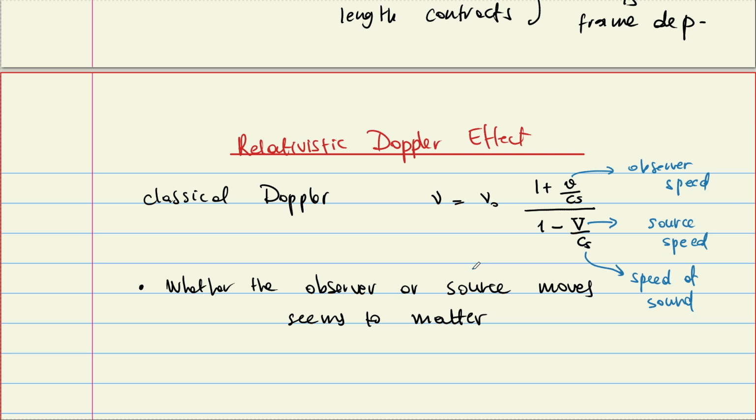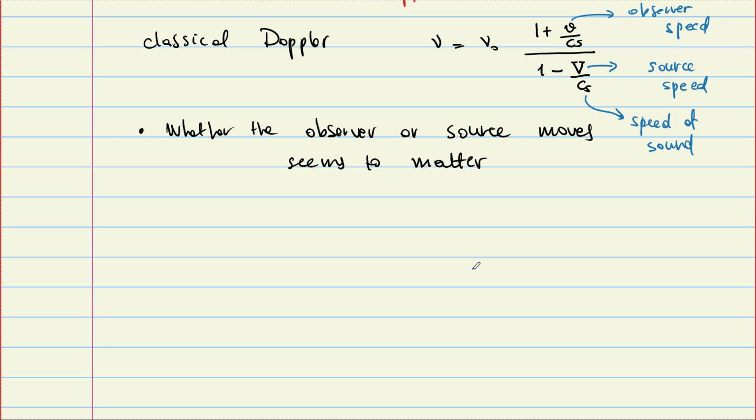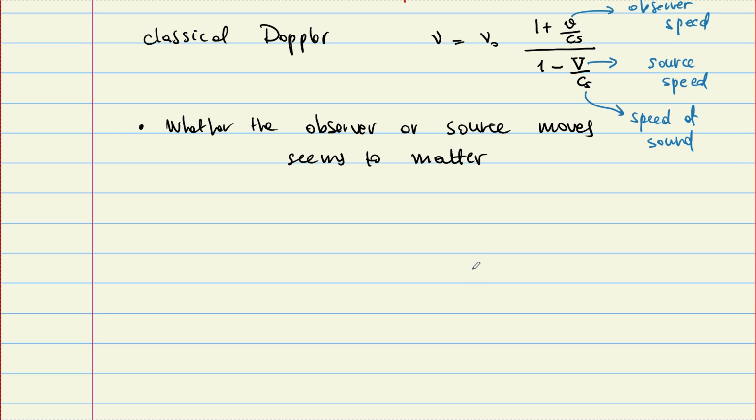In the case of relativity, it should not be like that, and we are going to reformulate it. We didn't derive this because we are not going to use it, but we are going to derive the relativistic version of the Doppler effect. And the Doppler effect of light is different because there is no ether.